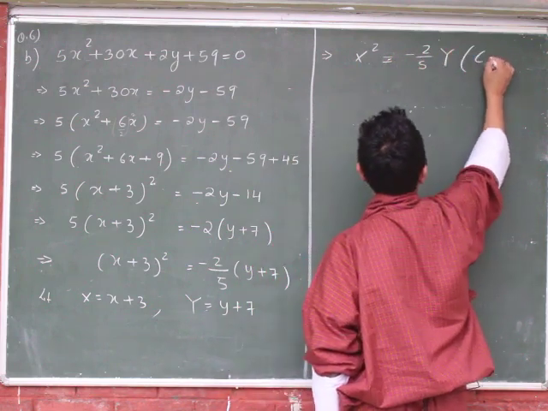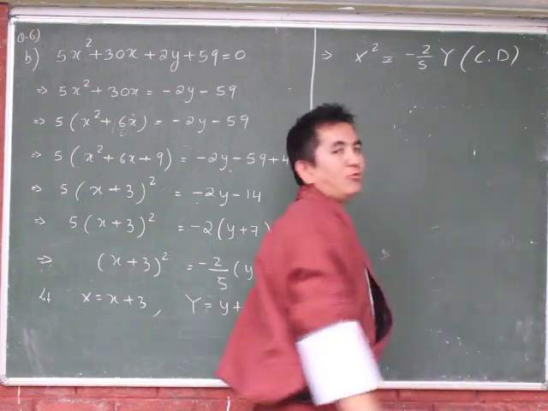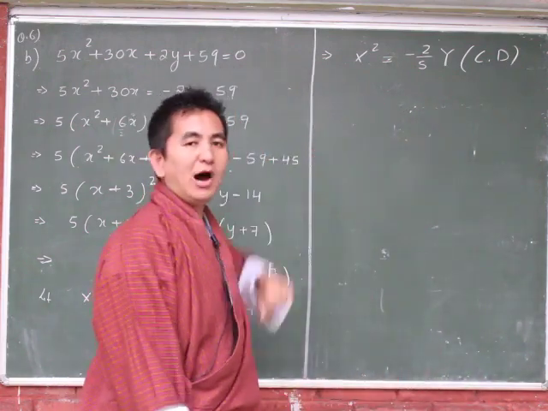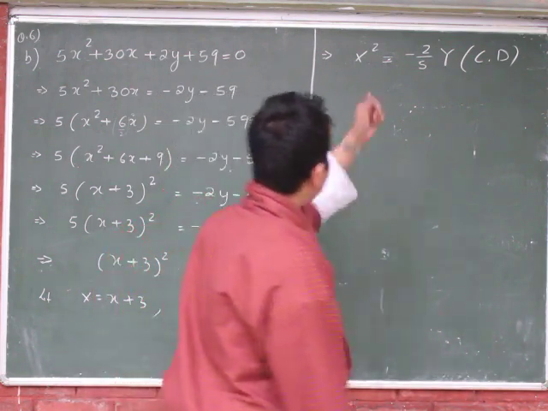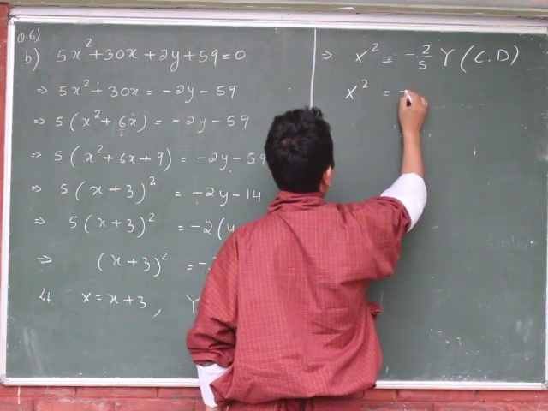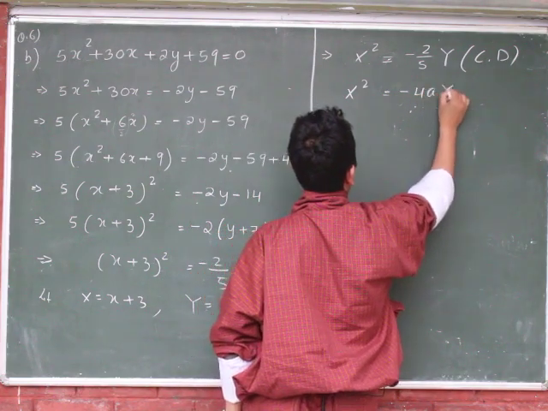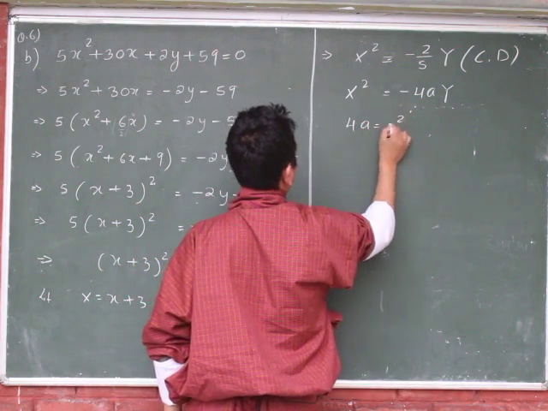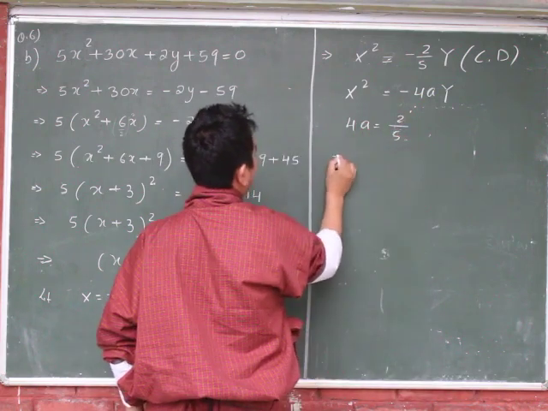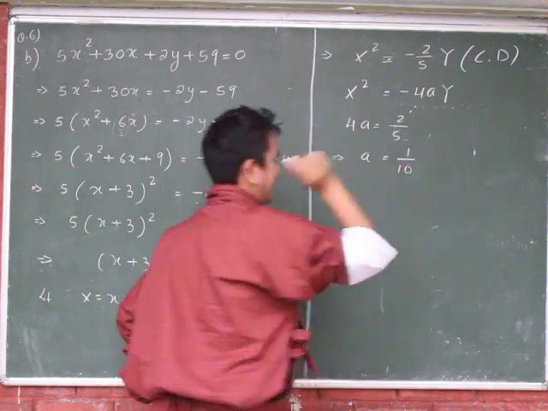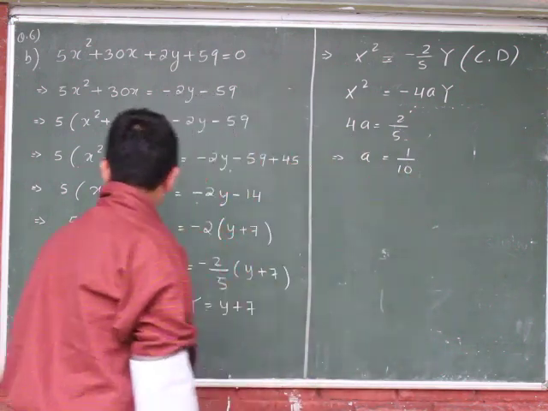This is a concave down parabola. Remember, this is a concave down parabola. Now if this is concave down, you compare with the concave down parabola, that is X squared equals negative 4a capital Y. If you compare, you will get 4a is equal to 2 by 5, which implies the a value is 1 over 10. We have the a value, we have capital X.